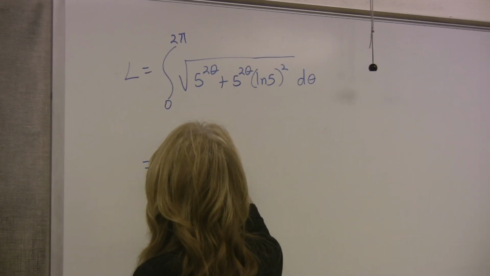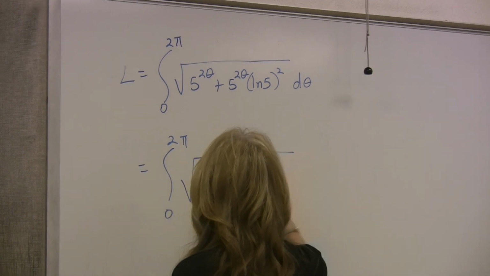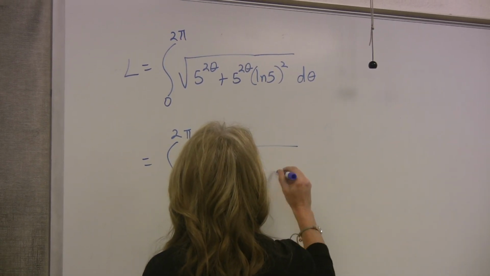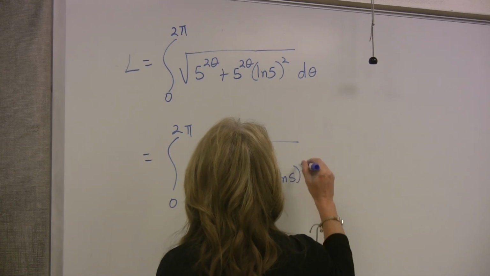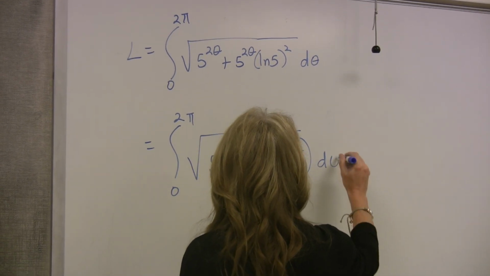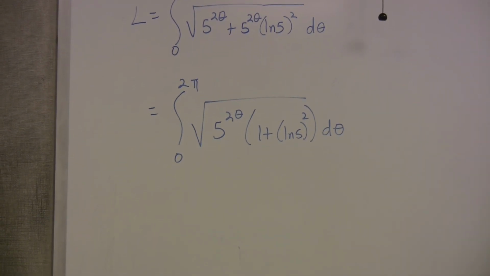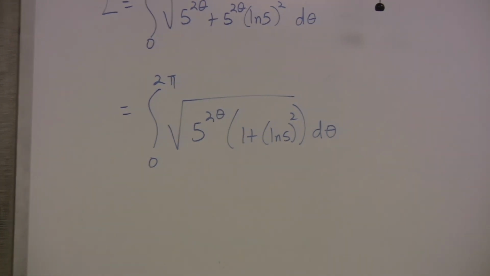So if I factor that out, 5 to the 2 theta, I'm left with 1 plus natural log of 5 squared. Right, if we factor out the 5 to the 2 theta.